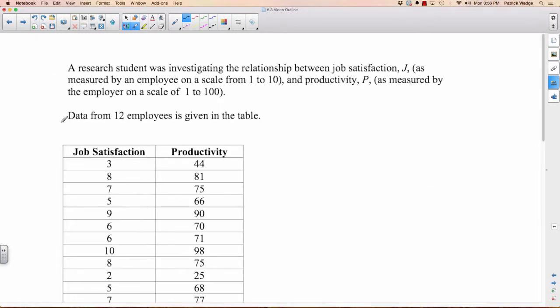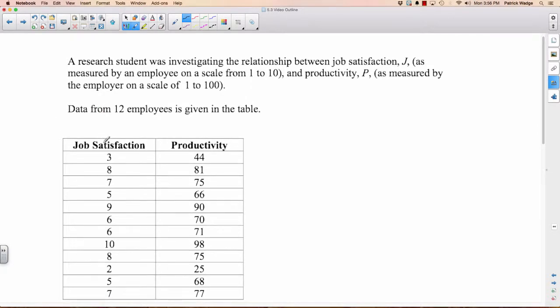Okay, all the questions are like this, but the only thing that differs is whether it's a quadratic, linear, or a cubic function. So let's take a look at this one. A research student was investigating the relationship between job satisfaction as measured by employee on a scale from 1 to 10. So they ask you, hey, how satisfied are you with your job? And this person's really satisfied. They're 10 out of 10. This person's not satisfied at all, practically. They're 2 to 10. And productivity, P, as measured by the employer on a scale of 1 to 100.